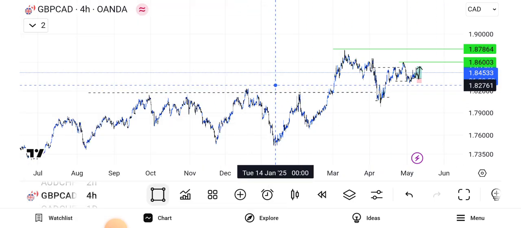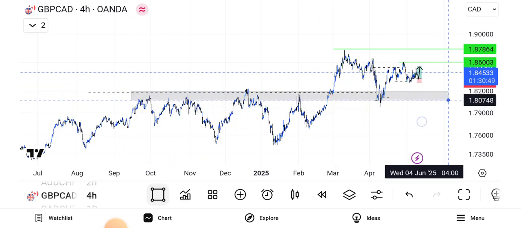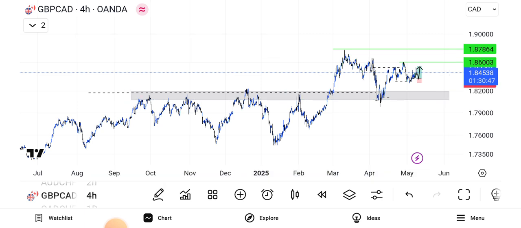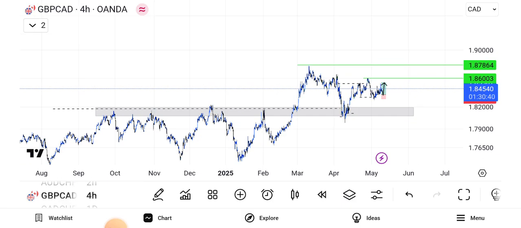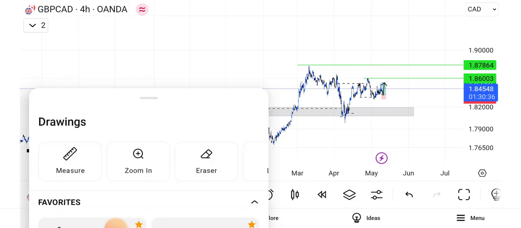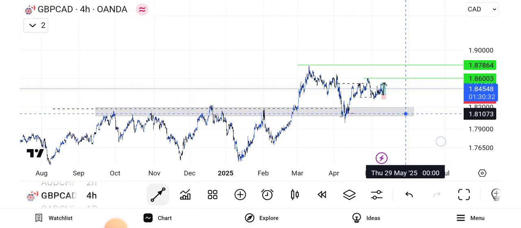So this was the resistance, price broke it, and then price came back and tested the resistance at this point, acting as a support. So now that price has come back, tested this resistance, and this resistance has become a support, what's the next thing to expect? The next thing to expect is that price will continue going upwards till it clears the previous high.